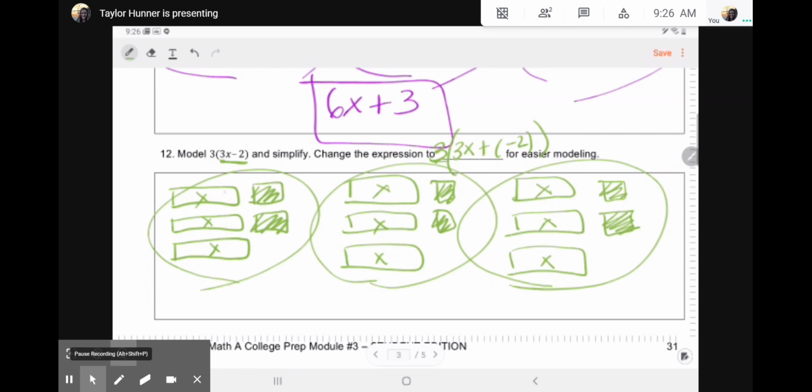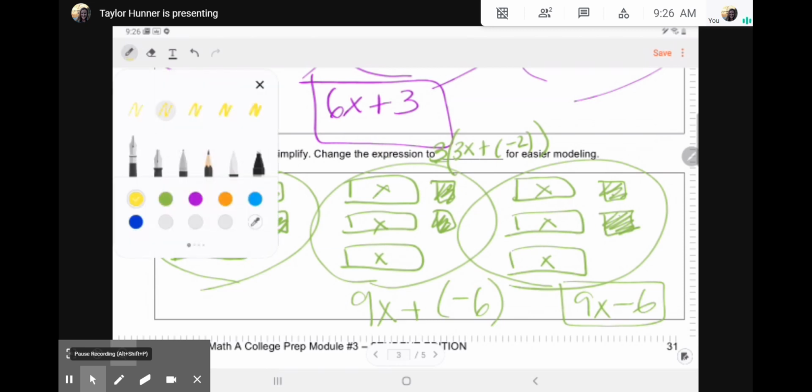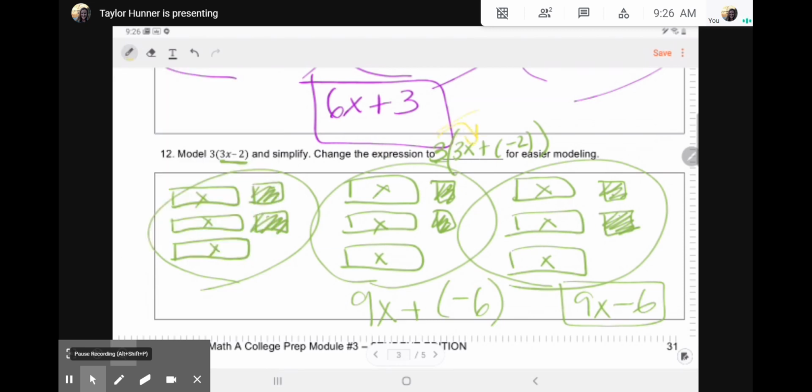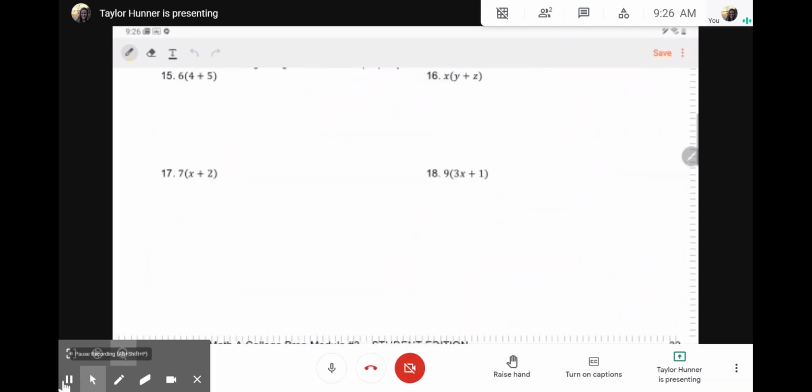So in total, if I were to count up all the x's, I have 9 x's total. And I have 1, 2, 3, 4, 5, 6 negative boxes. So I could write it like that, or I could also write 9x minus 6. Both of those are the same. Again, you could actually get this by distributing that 3 and multiplying 3 times 3x, which would get you that 9x, and 3 times -2, which should get you that -6 there.